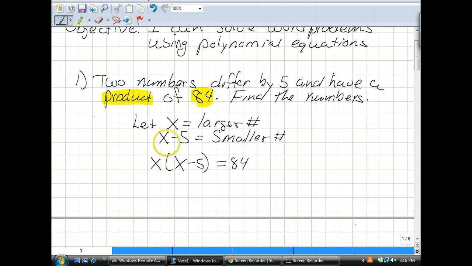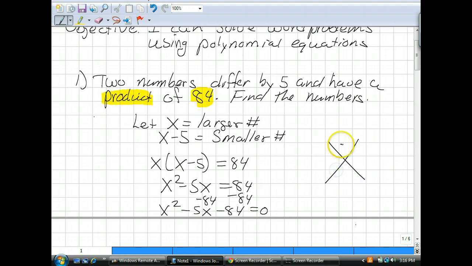Solve the equation. Distribute the x, so we get x squared minus 5x equals 84. Set the quadratic equal to 0, so subtract 84 from both sides. So I have x squared minus 5x minus 84 equals 0. Now I have a trinomial, so I'm going to need to factor. There are no common factors, so I go straight to my x and ask myself, what times what is 84, and has a difference of 5?